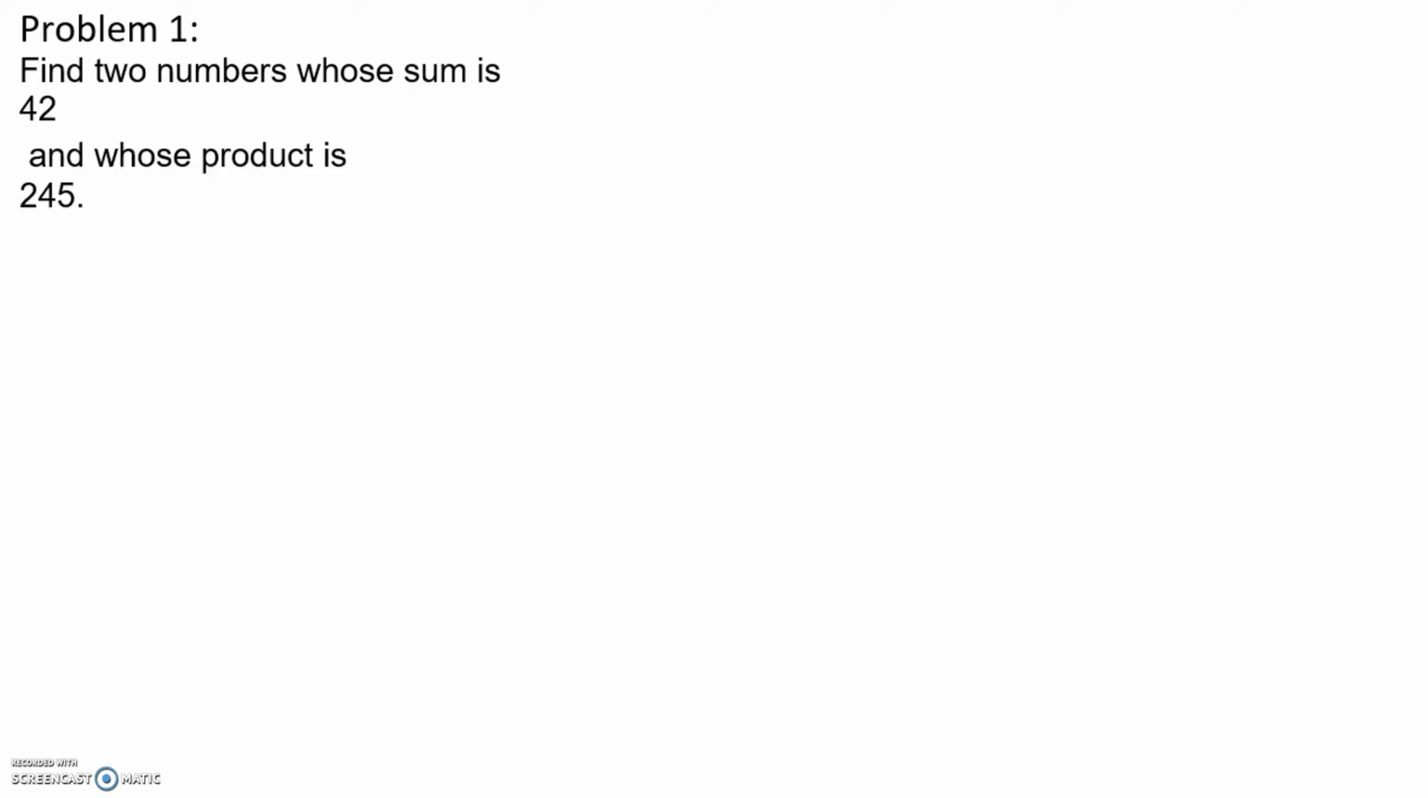Alright, we had two questions that have come up on the homework assignment, and so what I want to do is I'll answer those here. So first things first is this problem itself here. Problem 1, problem 2 here. So we have: find two numbers whose sum is 42 and whose product is 245.